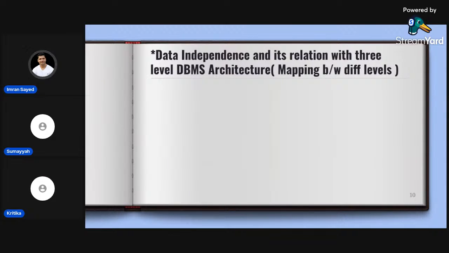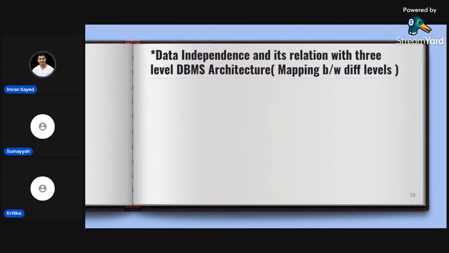No, Physical. Before we get to the levels, let's just understand what data independence is. Data independence means one attribute does not have to depend on the other. In each of the three levels, if you change anything in the physical level, it should not affect anything in the conceptual or logical level, and if you change anything in the logical level, it should not affect anything in the view level.